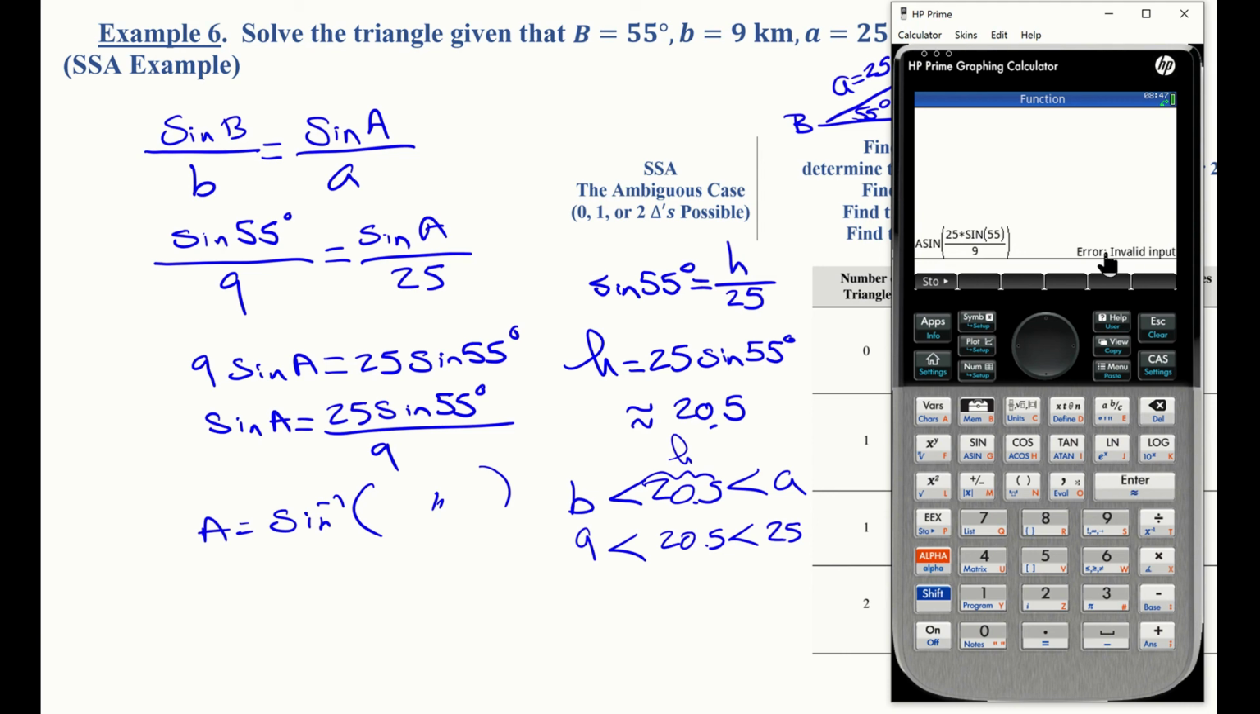We got the error. And of course we know why. Because if you calculate this, I guarantee you that this will be larger than 1. So let's just copy that, but get rid of the arcsine and just compute that. Notice, so we were trying to find the inverse sine of a number larger than 1.